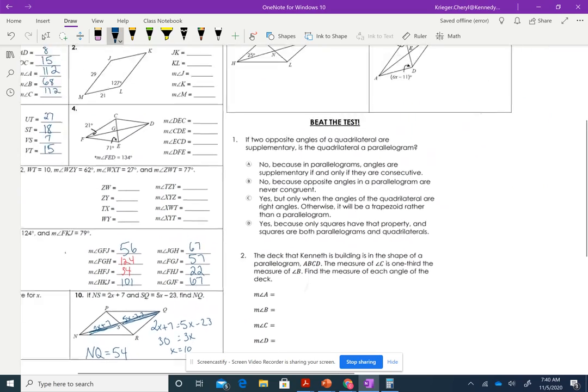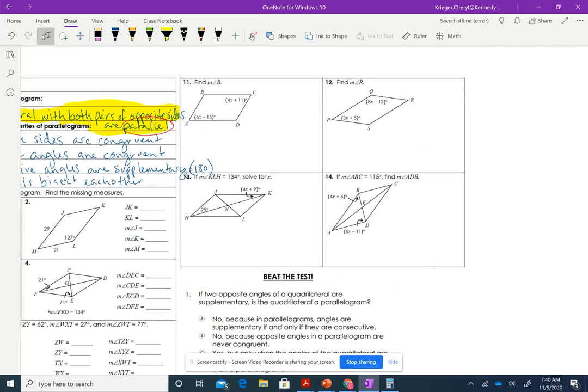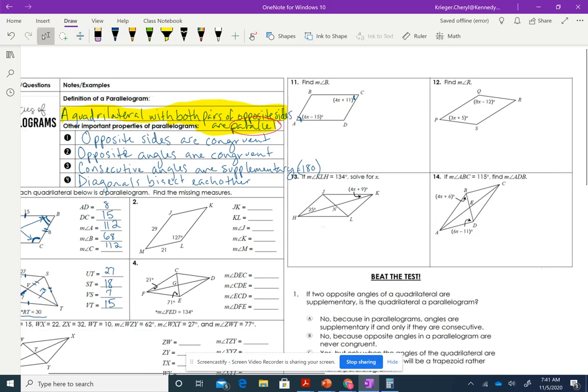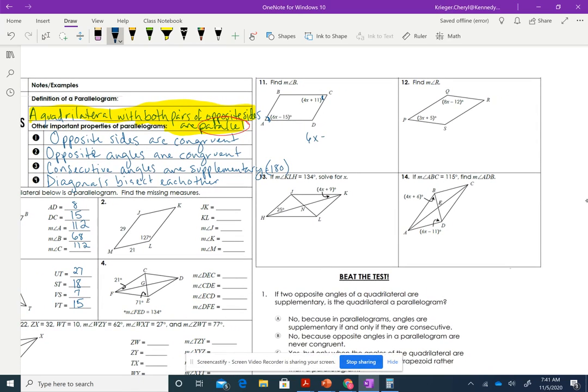All right, number 11. Find the measure of angle B. Okay, so looking over at our properties of parallelograms, property number 2 says opposite angles are congruent. So A and C have the same measure. So I set them equal to each other. 6x minus 15 equals 4x plus 11. Subtract 4x on both sides. Add 15 to both sides. What is that? 26. Sorry, guys, my brain's working slow. Okay, and x equals 13.